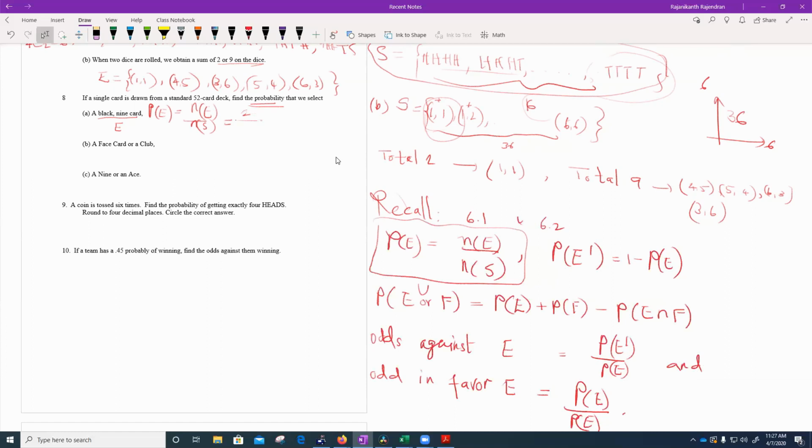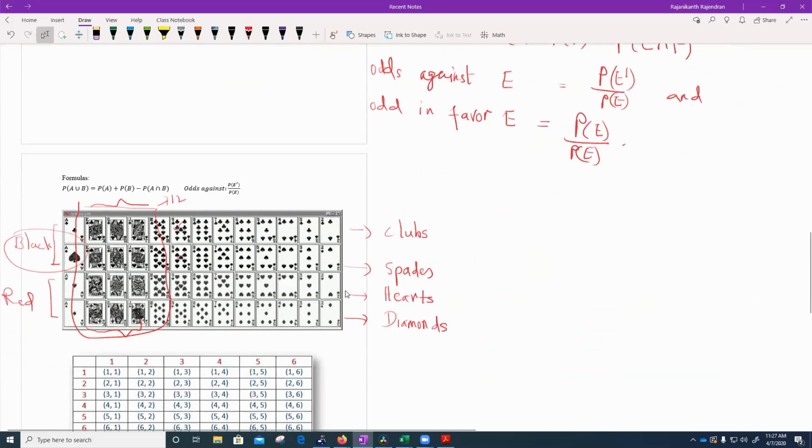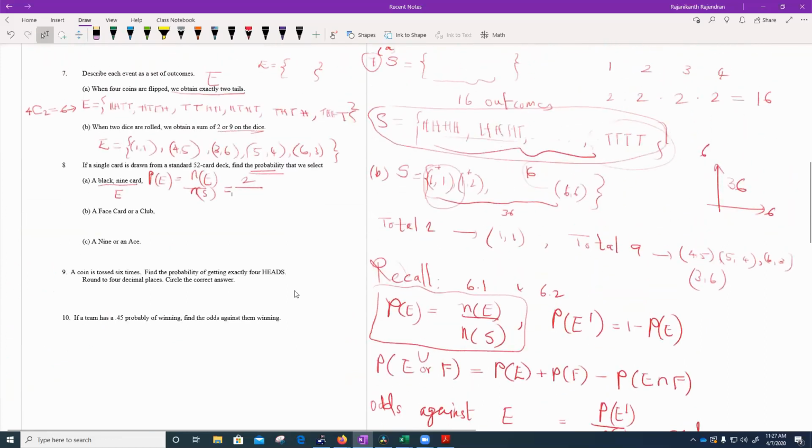over n of S, where S is my sample space. The sample space is the collection of all the cards. How many cards do I have in total? There are 52 of them. Therefore, little n of S is 52.